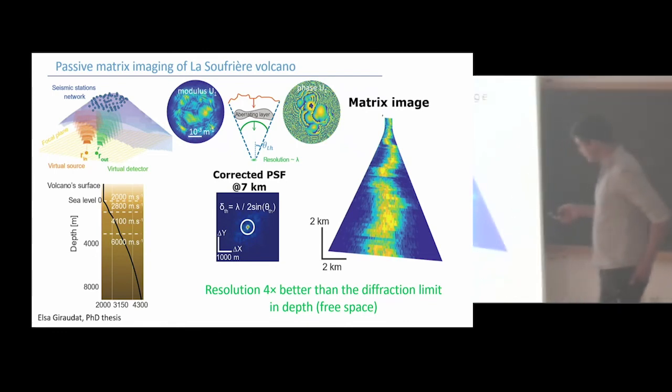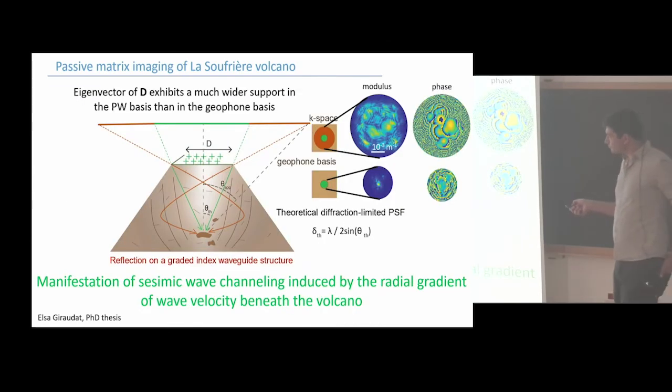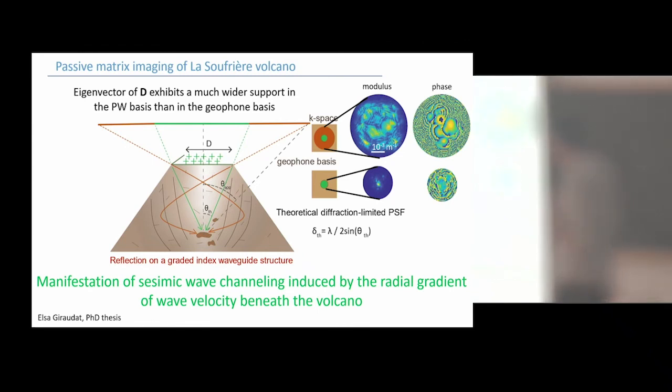And here we have a resolution which is at least 4 times better than the diffraction limit. And again, we can have the same effect as in fault zones. So here, Elsa showed what is the support of the eigenvector of D when you analyze the aberrations in the geophone basis or in the k-space. And you can translate them into angles if you want to compare them. And in the geophone basis, as I told you, the support of this eigenvector is very small. It's limited by the array.